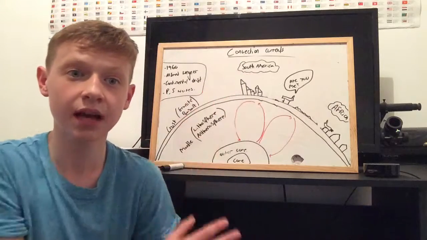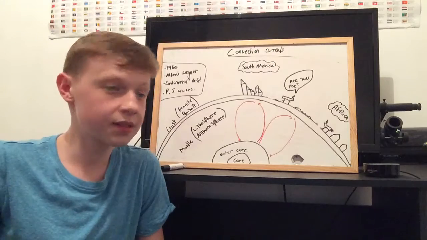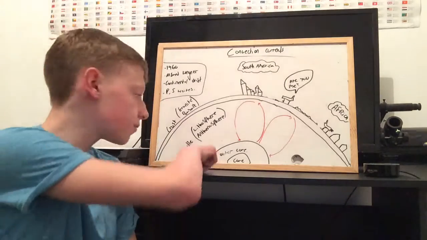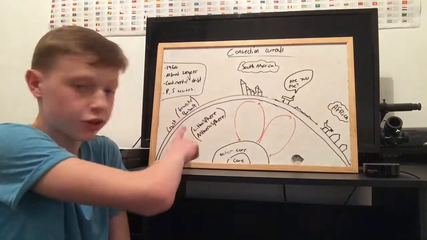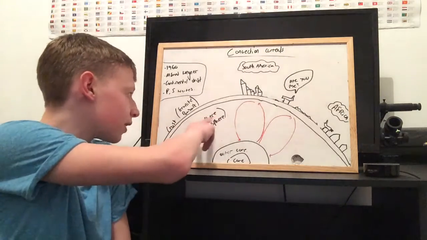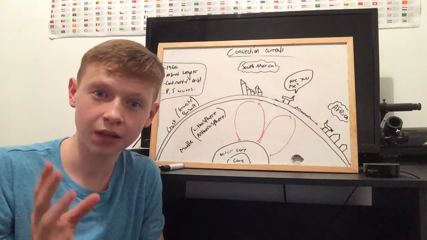So behind us, as you see, I have my whiteboard with a diagram on. Now this diagram shows the structure of the Earth. I have a core, an outer core, a mantle and a crust. Now the asthenosphere and the lithosphere, we don't really need to know that, especially in the test that we are going to be doing, I think, in a few days.